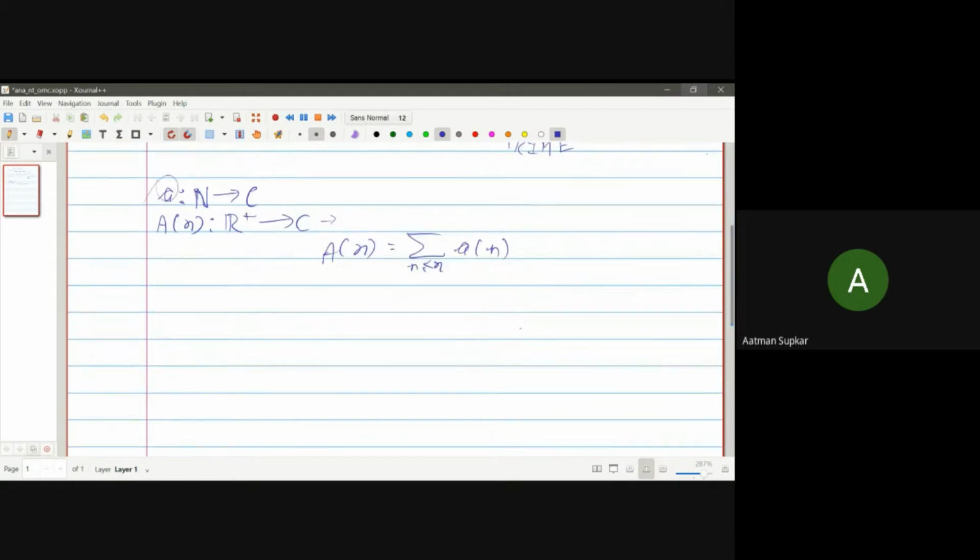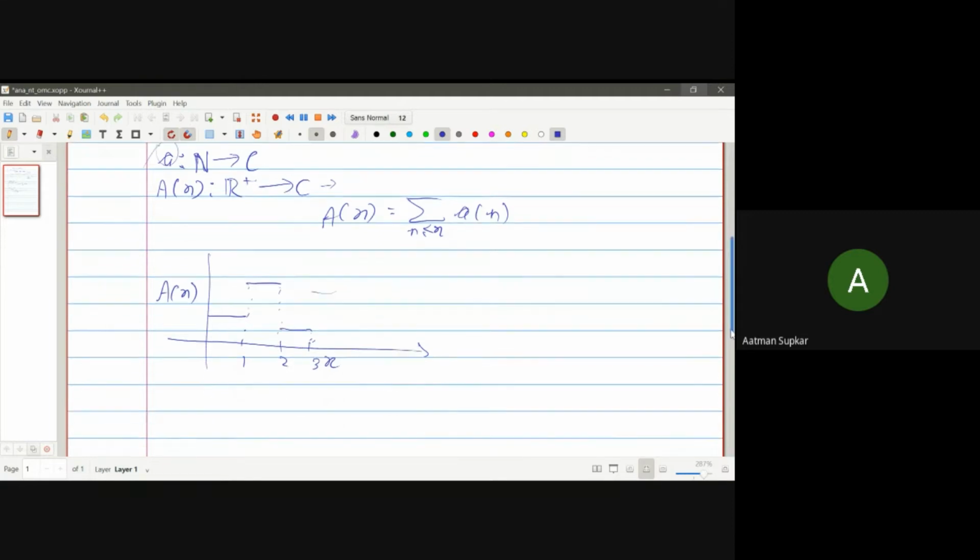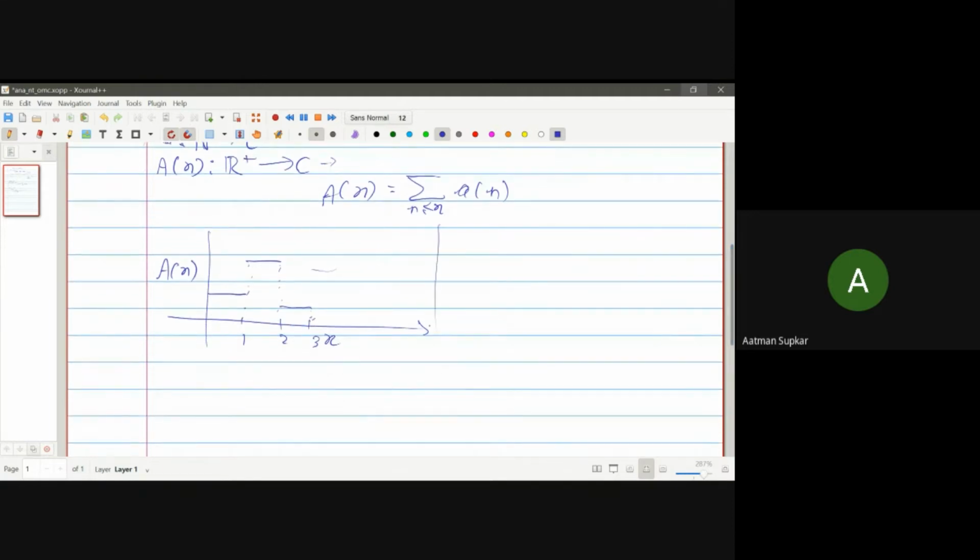Let's say this is your x, and this is your capital A of x. So it's a step function here. It only changes values at the integers, and so on. That is what the capital A is supposed to look like. I hope the picture helps.